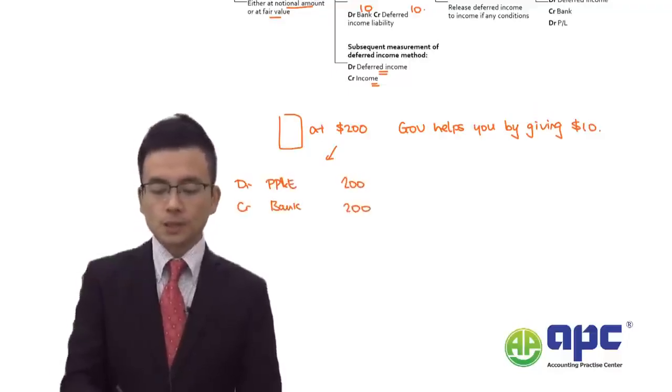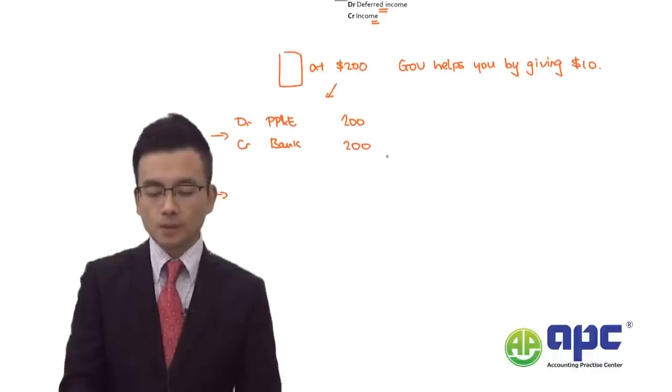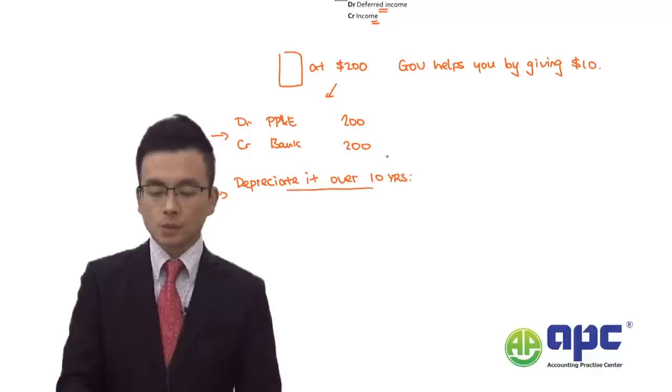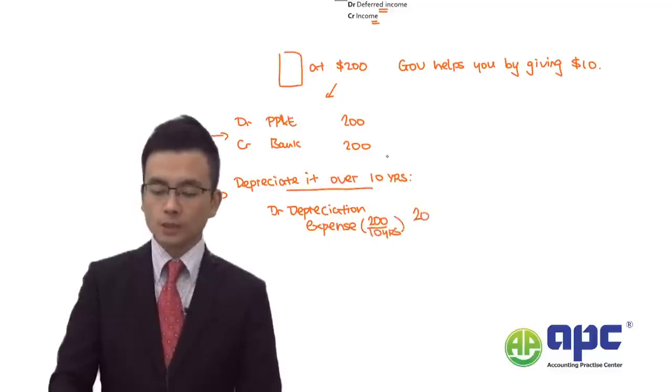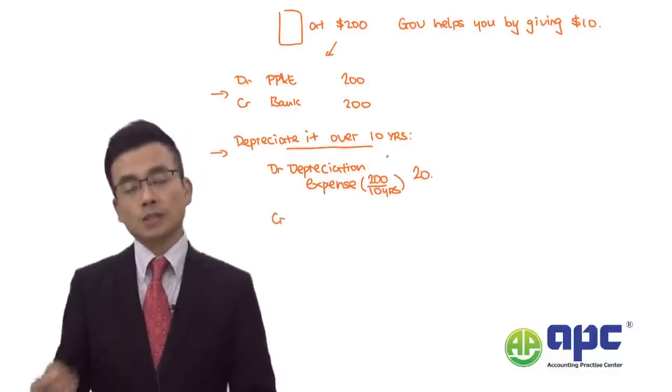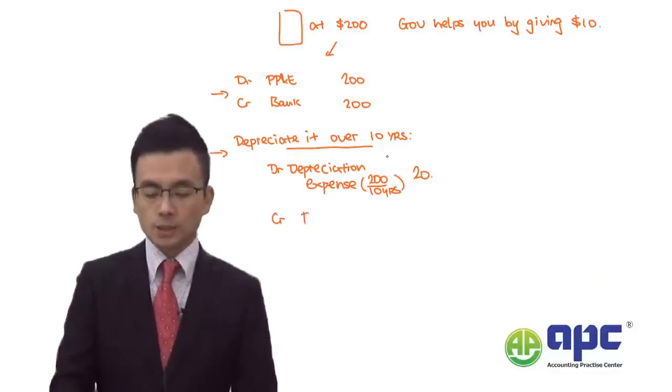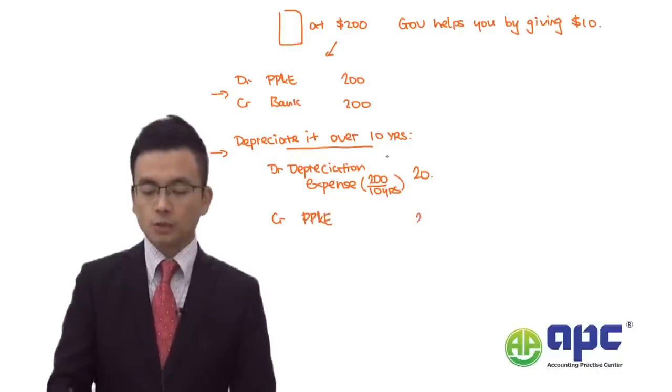And subsequently, if we were to depreciate that over 10 years, we will debit depreciation expense by taking that PP&E at cost 200 divided into 10 years. That will be $20, and to credit accumulated depreciation, we can call it as the PP&E at carrying value of $20.